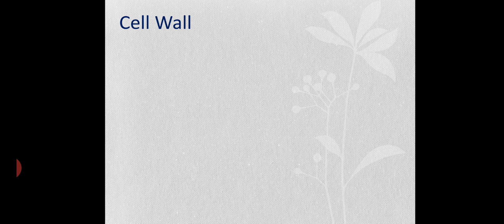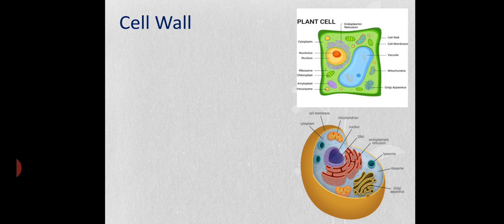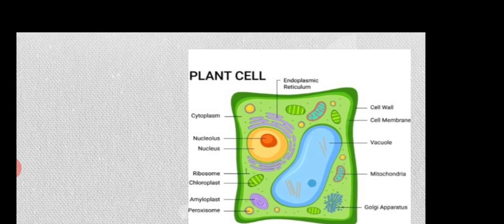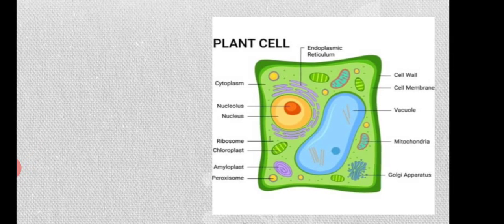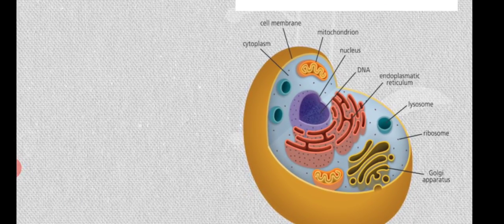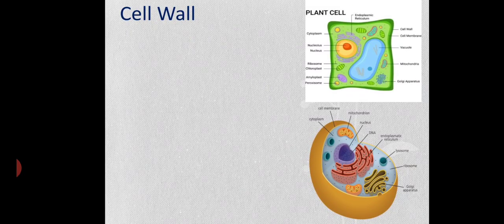Beginning with the outermost layer of the cell, that is the cell wall. Now here you can see the plant cell and the structure of animal cell. Cell wall is present in the plant cell only. Animal cell does not have a cell wall. So as you can see here, the outermost dark green color is nothing but the cell wall. But this outermost dark and rigid thing is not there in the animal cell.